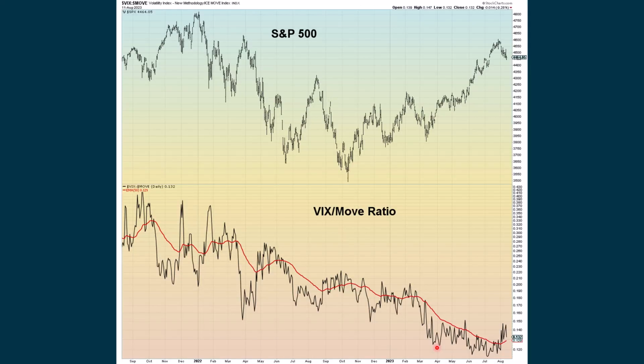Then we look at a ratio of the VIX to the MOVE index, where it had spiked up a little bit. We're above the moving average and it's starting to turn back up, suggesting that overall market volatility is picking up.